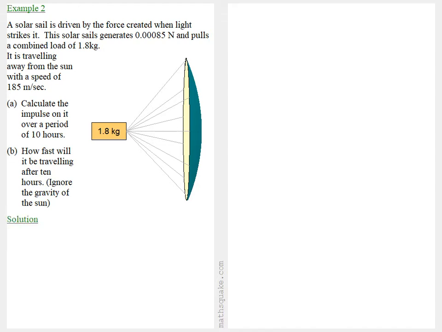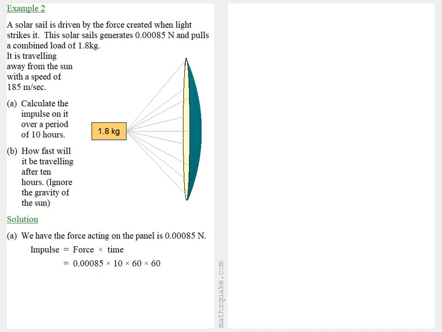Well, to solve this, the force acting on the panel is 0.00085 newtons. So the impulse is the force times the time. Now the time is 10 hours, so that's 10 times 60 times 60 if we're converting it into seconds. If we multiply those together, we get 30.6 newton seconds. So the impulse is 30.6 newton seconds.